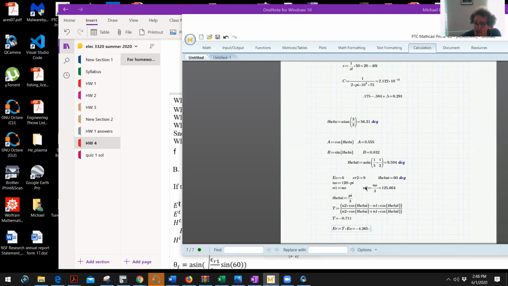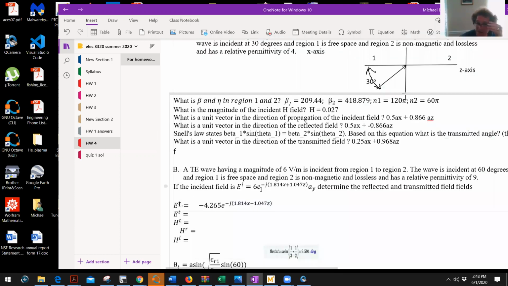Brandon, can you see this okay? All right. This is about as good as I can do with what I got to work with right here. So I get this, and now I'm not quite done. It's still going to be oriented in the AY direction, or A sub Y. Correct, class? That would be the reflected field.